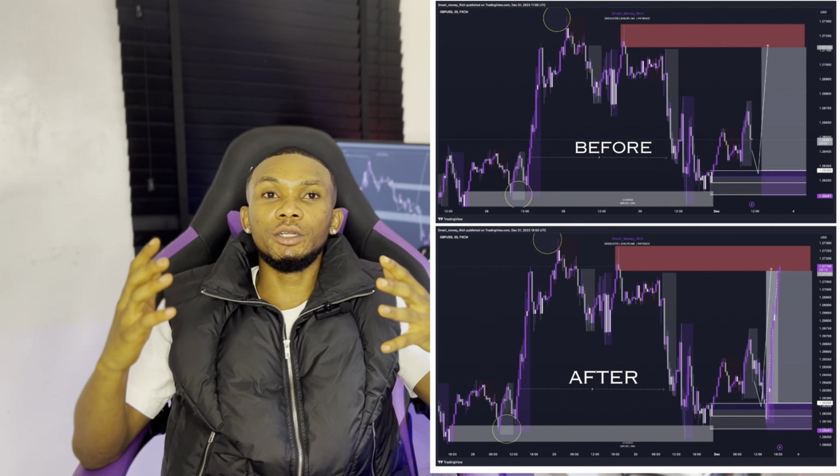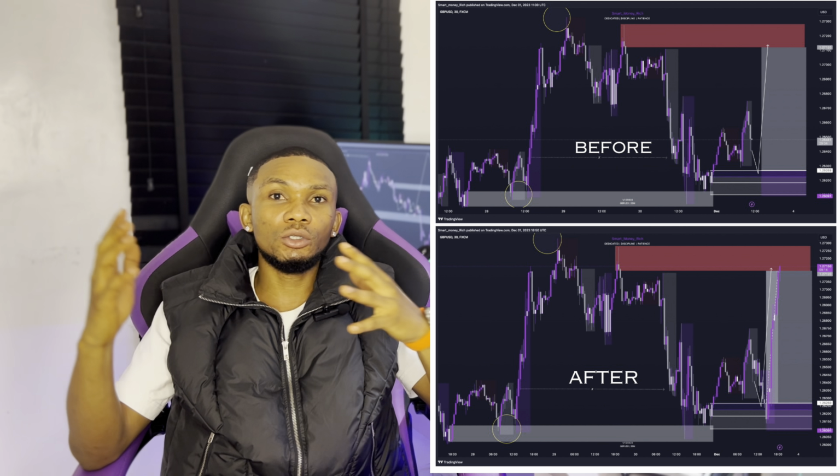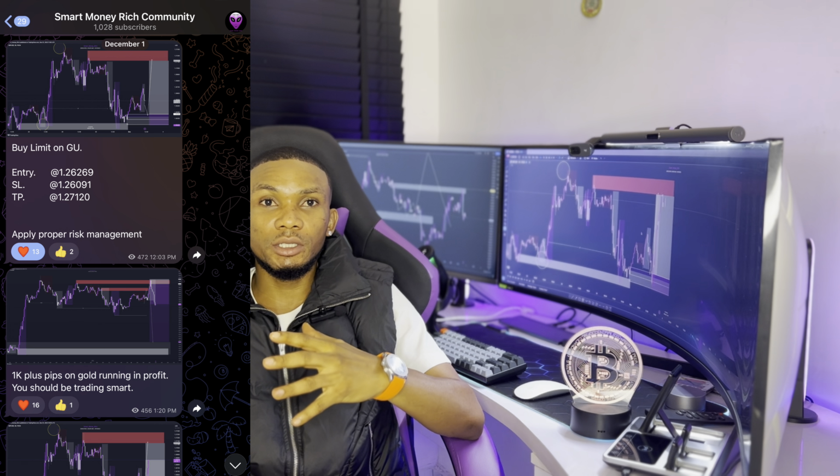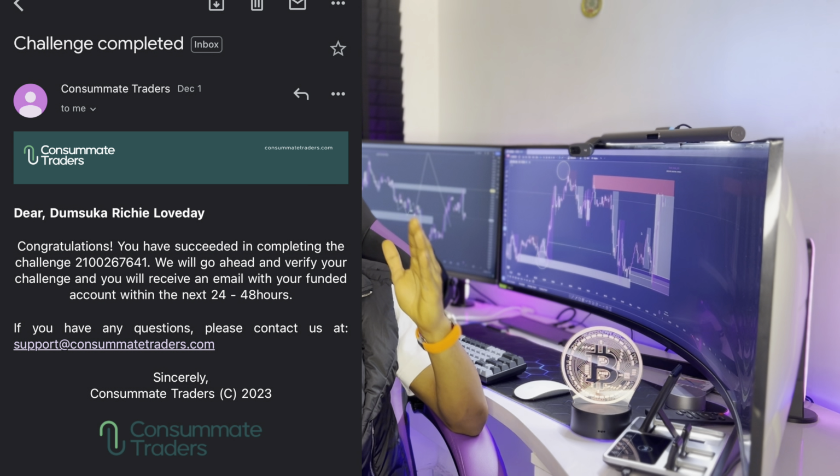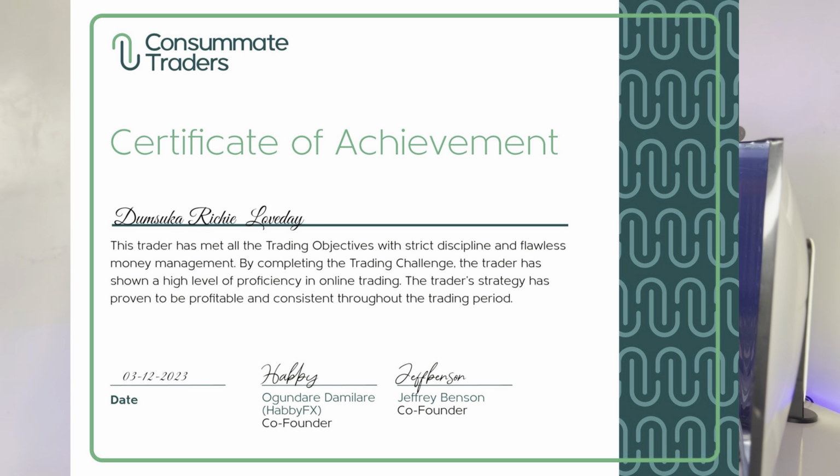So today, guys, I'll be doing a trade breakdown on GBPUSD. I took this trade on Friday. The signal was also sent to the free Telegram community that I took the trade with all of my community. Now, this trade that I took on GBPUSD gave me 5% on my account. And I traded my PropFirm account and passed phase 2 with this single trade.